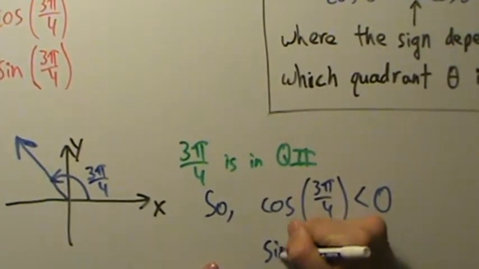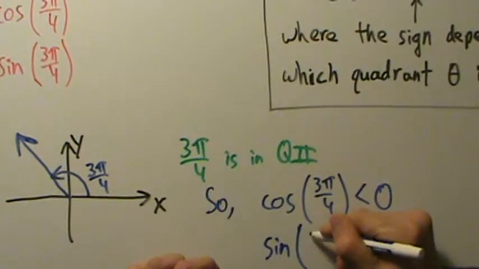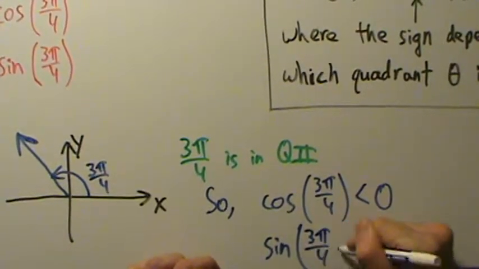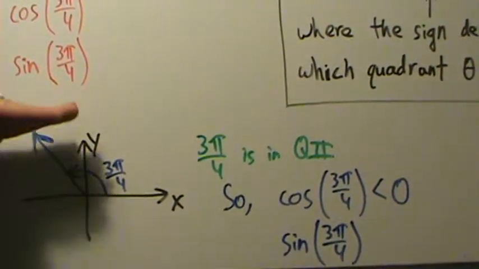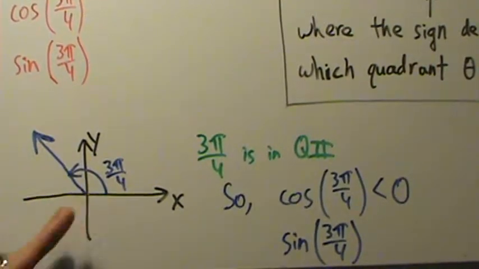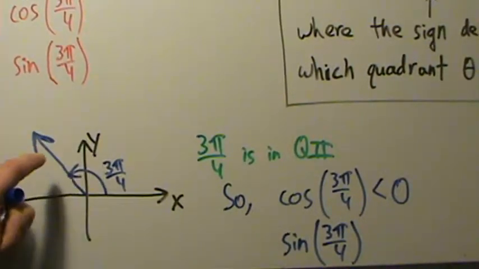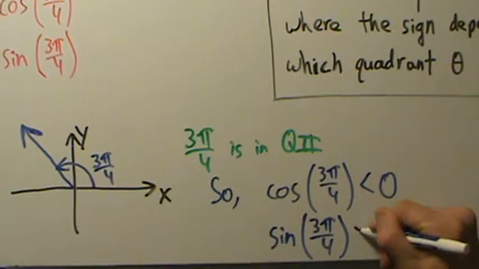And what about the trig function sine? Well, if you're in quadrant 2, you're above the x-axis. The sine corresponds to the y-coordinate on the unit circle, and above the x-axis, y-coordinates are positive. So the sine of 3 pi over 4 is positive.